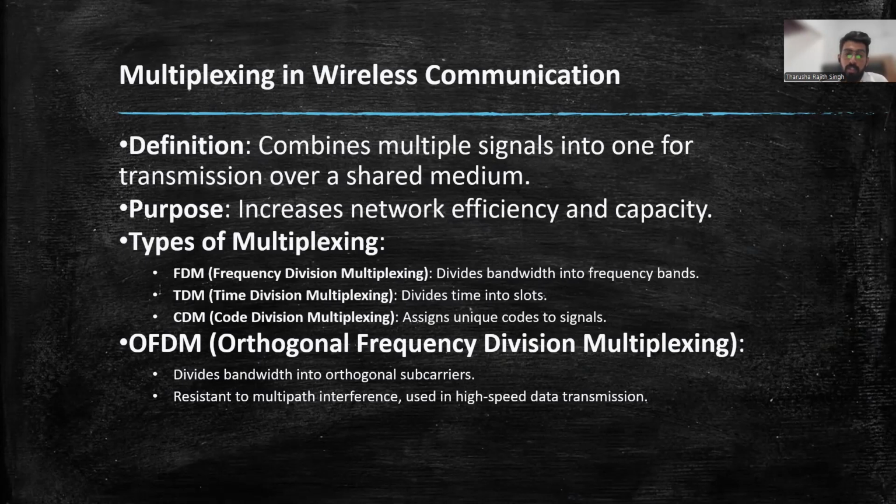So, the importance of multiplexing. Multiplexing is essential for optimizing the use of limited bandwidth in wireless communication. By allowing multiple signals to share the same channel, multiplexing increases the network's capacity and efficiency. Techniques like FDM, TDM, CDM, and OFDM enable modern wireless systems to support a large number of users and high data rates, making them ideal for applications like mobile communication, Wi-Fi, and streaming services.